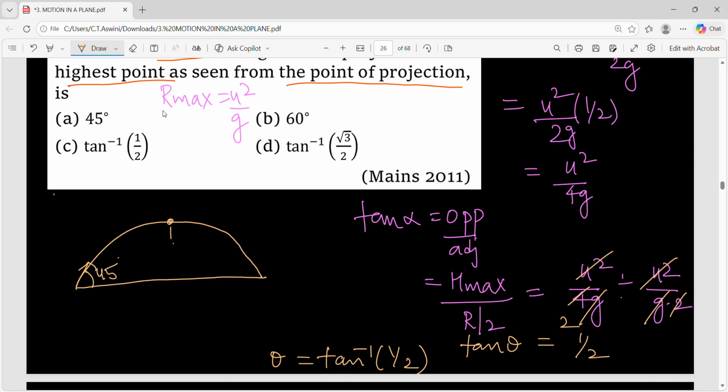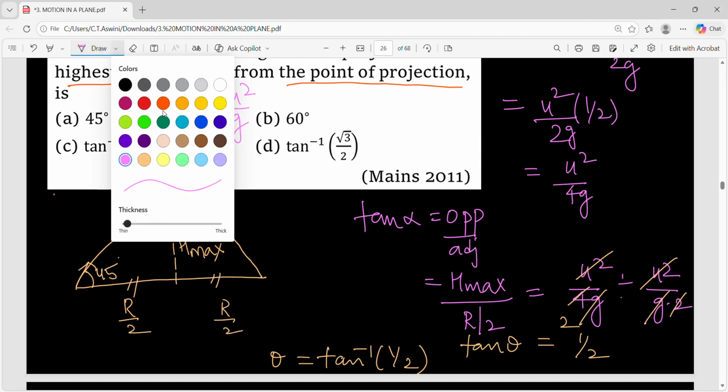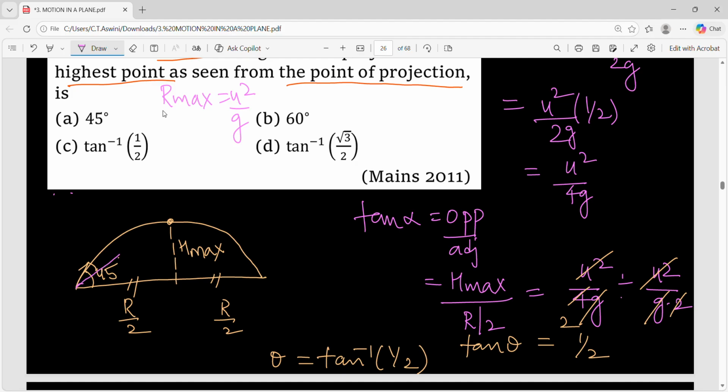So this is the maximum height point. This is H max. So it divides the range equally. So this is R by 2 and this is also R by 2. And from the point of projection to the maximum height, this is your elevation angle alpha. Clear? So just take the tan alpha, opposite h max, adjacent r by 2. Take the respective formulas of h and r, substitute, simplify, you will get the answer as tan inverse of 1 by 2. Option C is the answer.